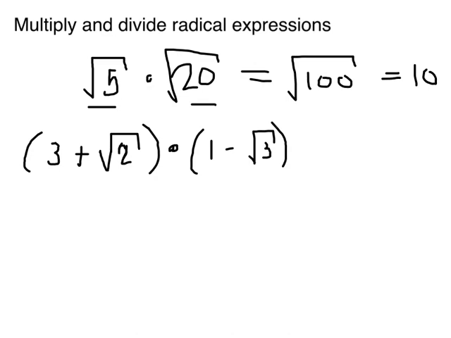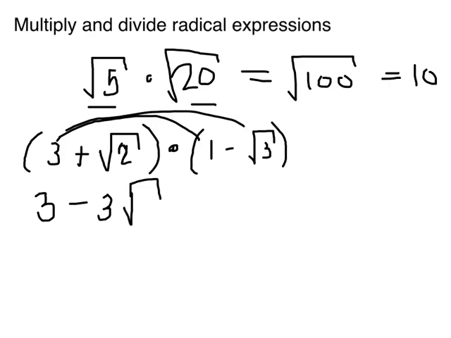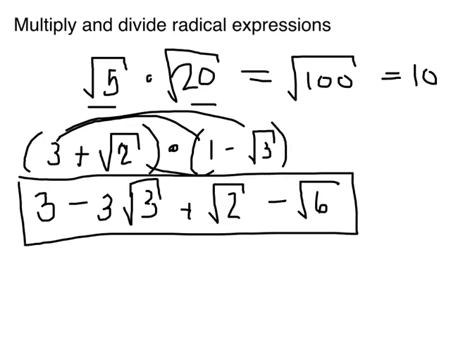So what you end up with here is 3, that's your first. Outer, 3 times the square root of negative 3, so negative 3 square root of 3. And then the square root of 2 times 1 is plus the square root of 2, and then the square root of 2 times negative square root of 3 is negative square root of 6. And because the square root of 3, square root of 2, and square root of 6 have nothing in common, this is actually the multiplication, and you can't do anything with it.